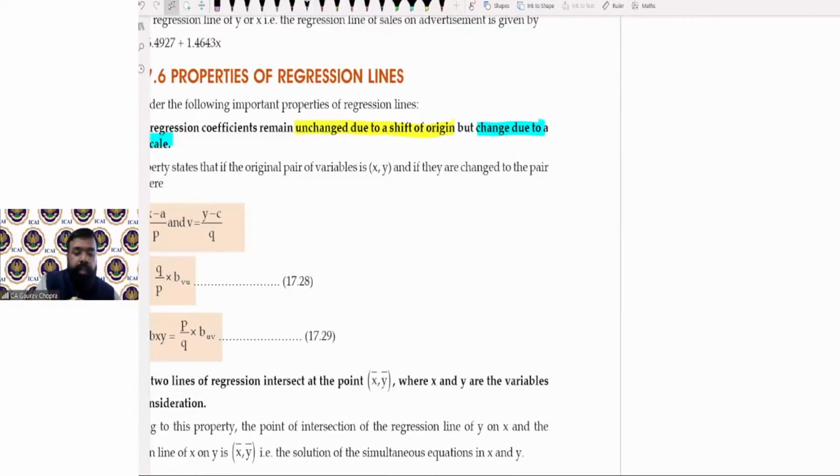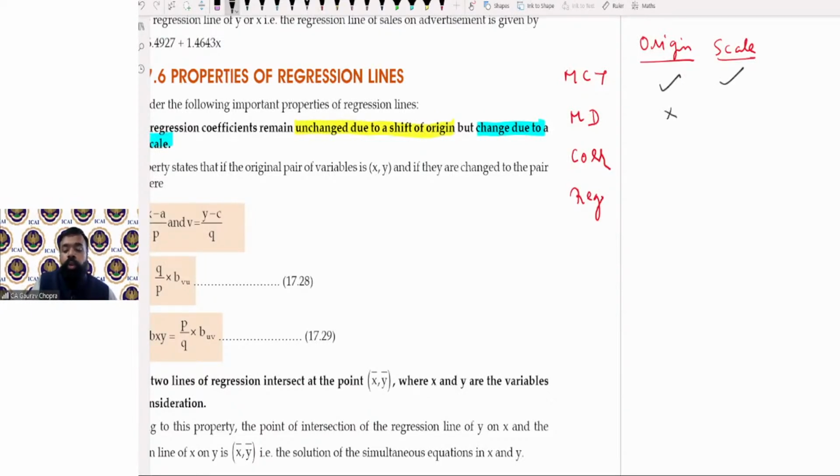So let us make a final table. Measures of central tendency, dispersion, correlation, and regression. Change of origin and then change of scale. So in central tendency, both have an effect; in dispersion, only change of scale; in correlation, neither has an effect; in regression, only change of scale. So this we have to remember. A theoretical question can be asked on this. So this you have to remember.